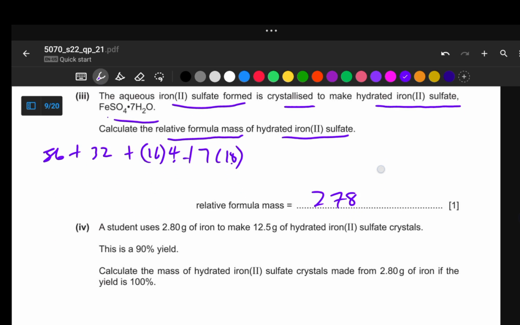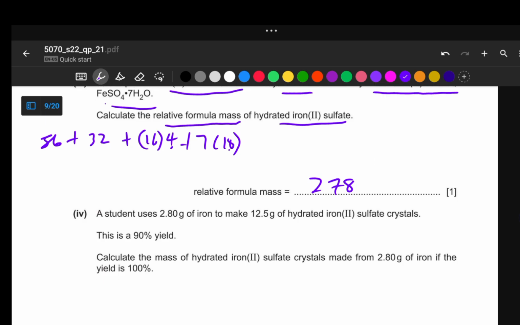And then we now proceed to the next part, which says a student uses 2.8 grams of iron to make 12.5 grams of hydrated iron(II) sulfate crystals, and this is a 90% yield. The question says calculate the mass of hydrated iron(II) sulfate crystals made from 2.8 grams of iron if the yield is 100%. We are told that at 90% we have a yield of 12.5, so 90 is going to give us 12.5.